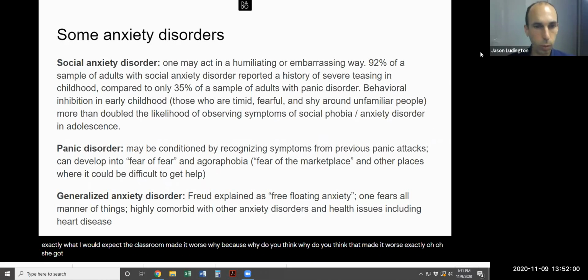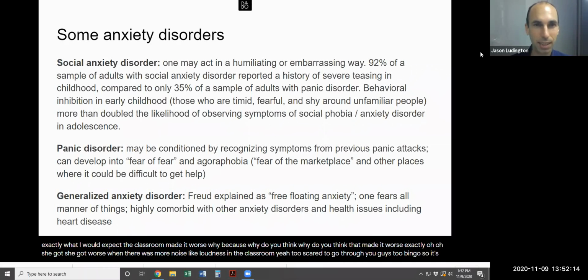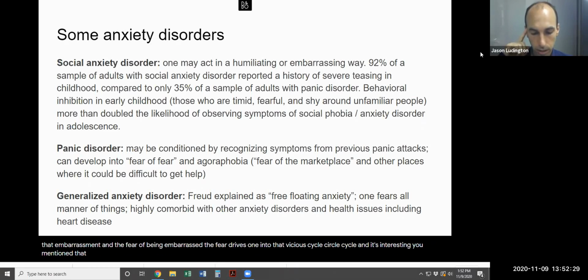Oh, she got worse when there was more noise, like loudness in the classroom. Yeah, and just when there were people that she knew in general, because she said that she felt really embarrassed to have one in front of her friends. Bingo. So it's that embarrassment and the fear of being embarrassed. The fear drives one into that vicious cycle. And it's interesting you mentioned that it was triggered especially when the class got noisy and boisterous.